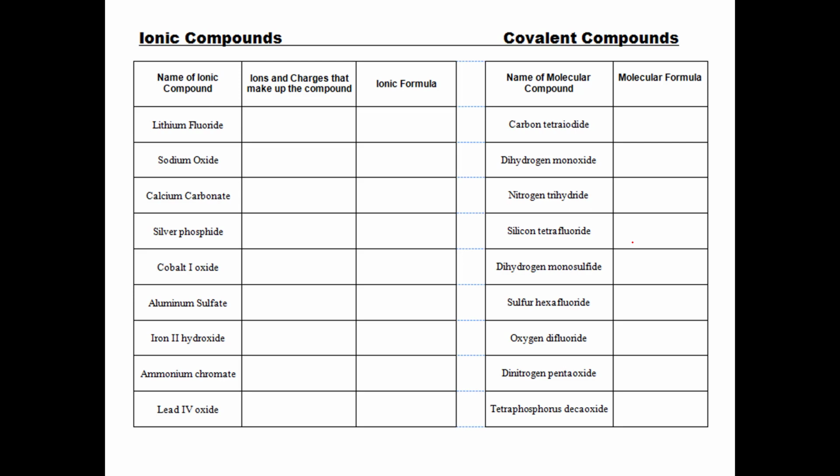So I want you to practice some of these. We'll do the first one together. So I have lithium fluoride. Okay, lithium is going to be Li. What's the only ion possibility? It's going to be positive. Fluorine is going to be a negative charge. So the ionic formula, once you crisscross for those, is just going to be Li and F.